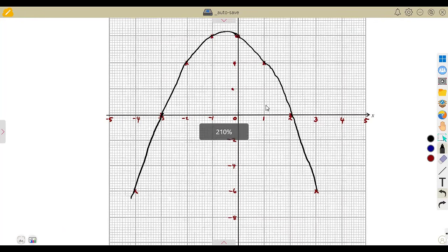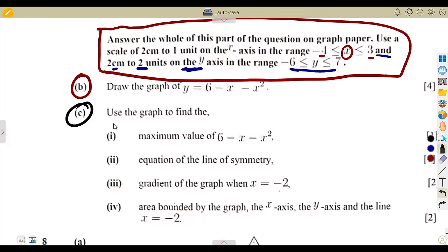This one of mine is not that clear. You're supposed to have a clear, smooth graph. So this is y is equal to 6 minus x squared. You write down the equation of the function that you're given and use the graph. Use the graph to find the maximum value.